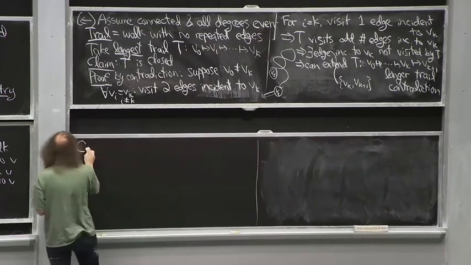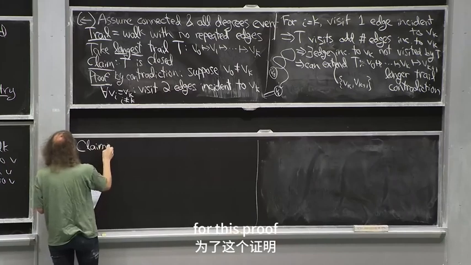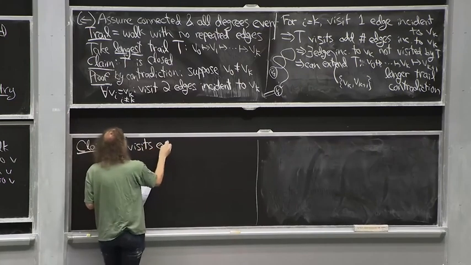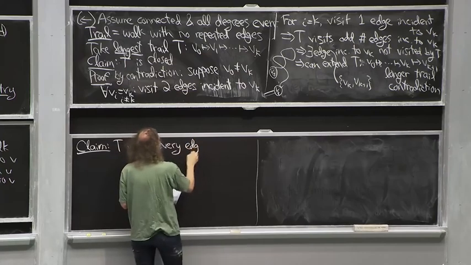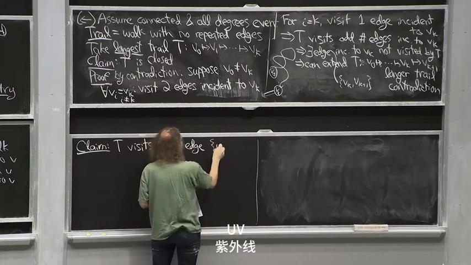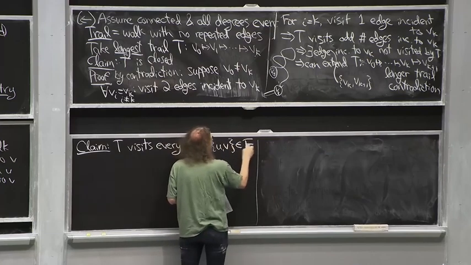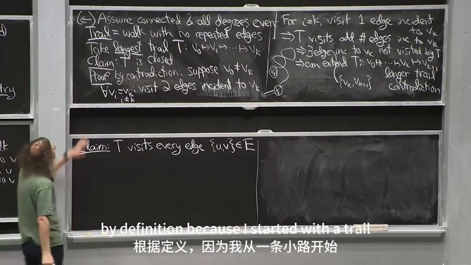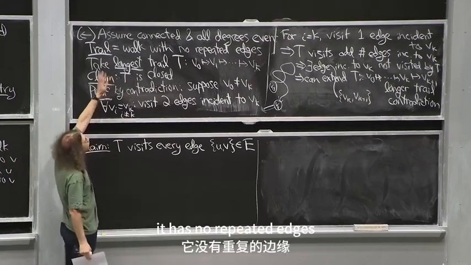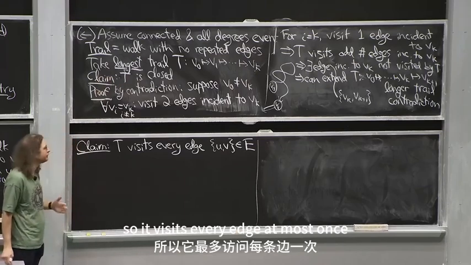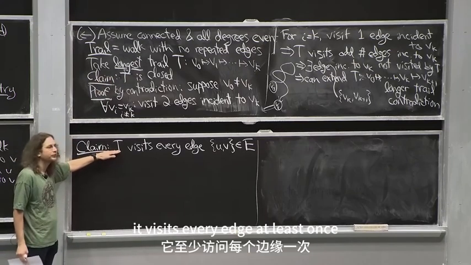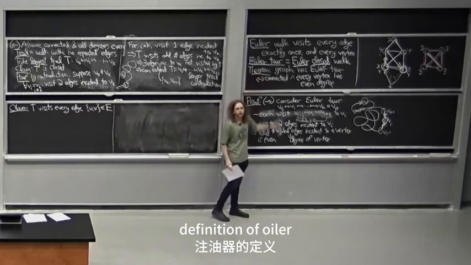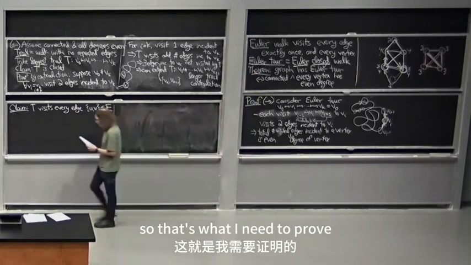So second claim, this will be the last one for this proof. T visits every edge, I'm going to give it a name, UV, in the edge set of the graph. This is what I want because by definition, because I started with a trail, it has no repeated edges, so it visits every edge at most once. And this is saying that it visits every edge at least once. And therefore, it in fact visits every edge exactly once, and that's the definition of Euler. OK? So that's what I need to prove.